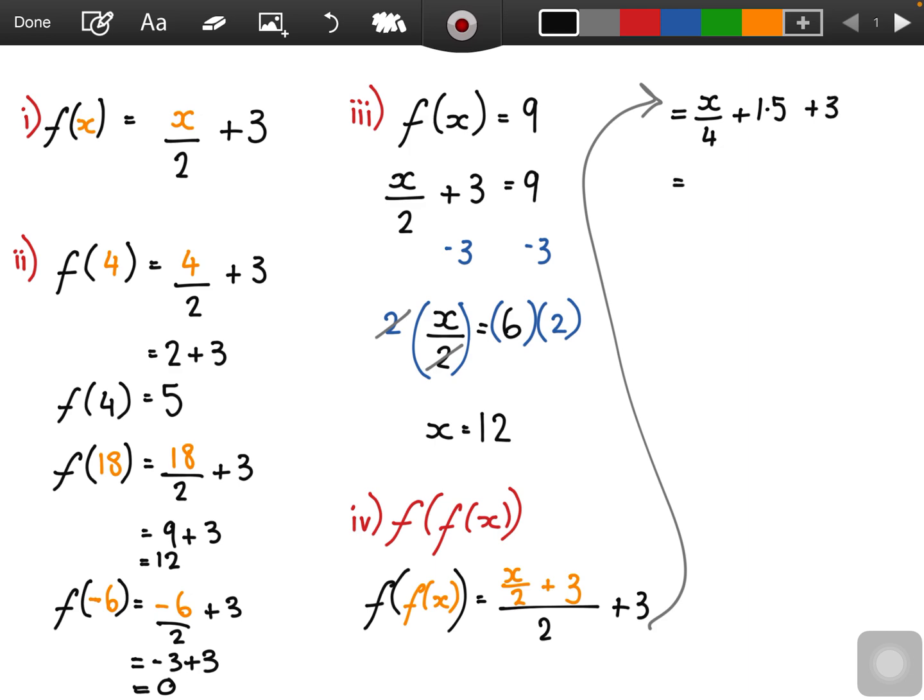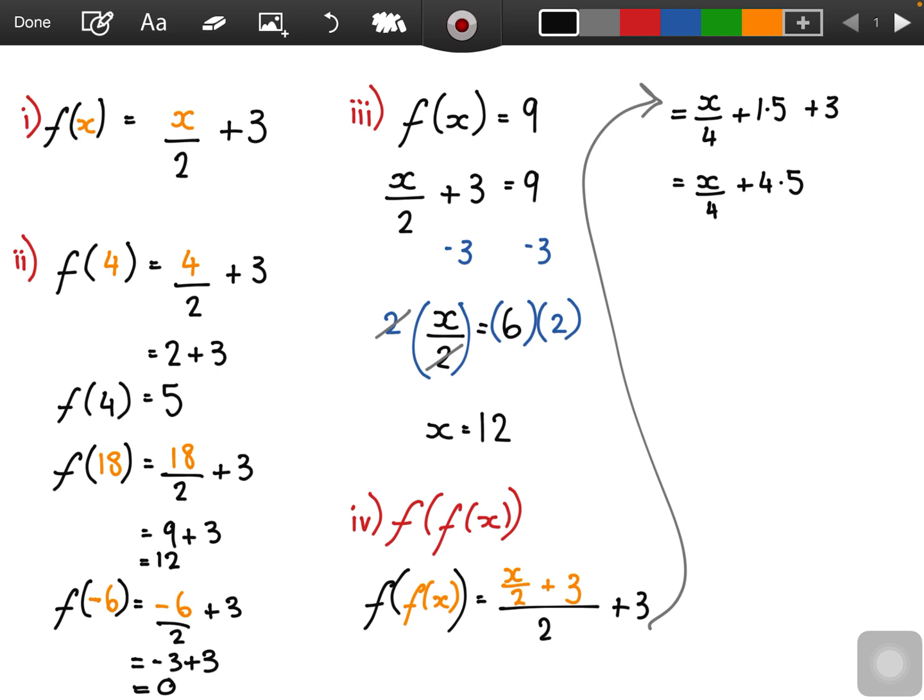So it is going to be x over 4 plus 4.5. So that is applying the function onto x twice. So x over 4 plus 4.5. We can write it a few different ways, but that's perfect.